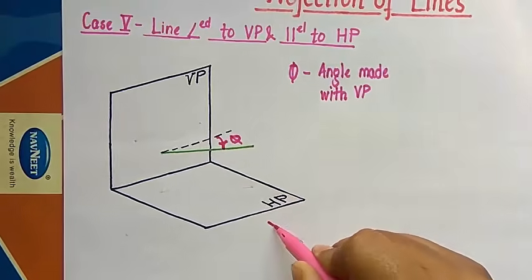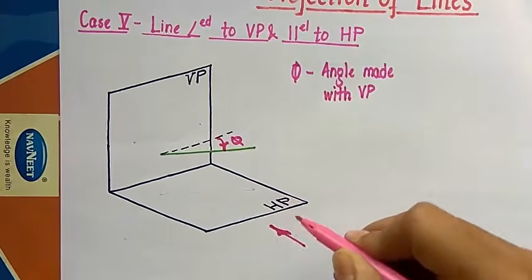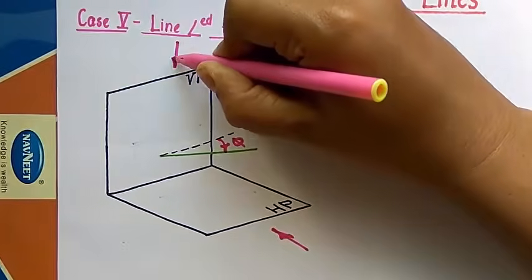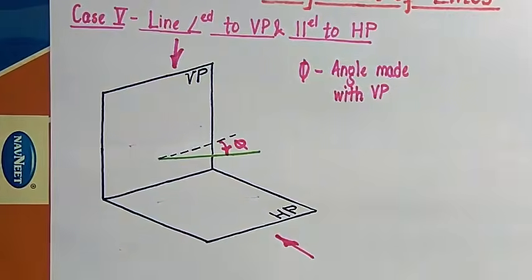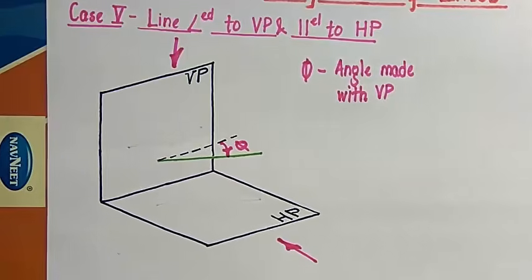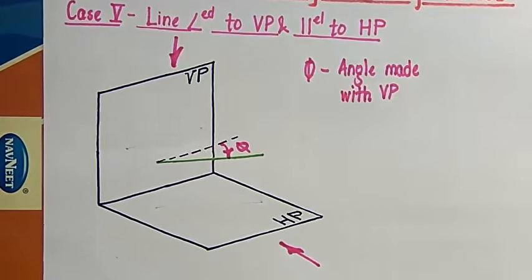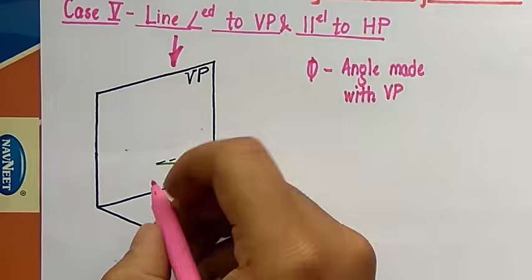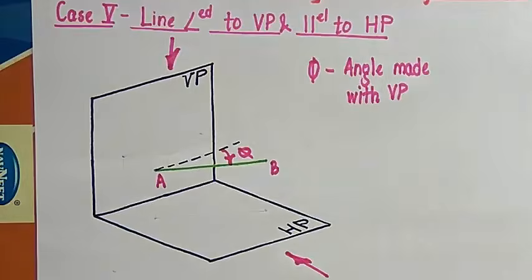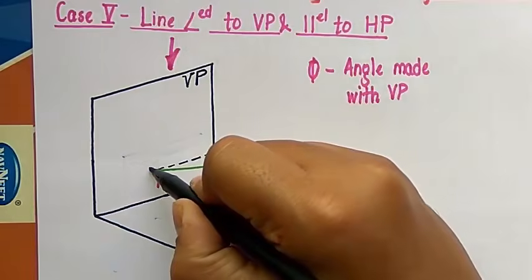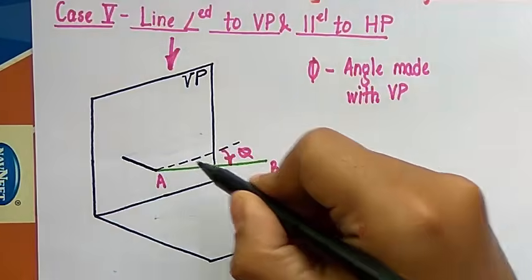First, we are going to look at this line right from the front for having the front view, and then we are going to look at this line right from the top for having the corresponding top view. Now when you look at this line from the front, this endpoint is what you call endpoint A, and this is what you call endpoint B.